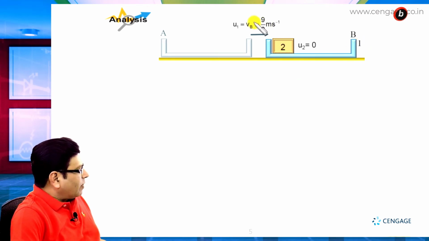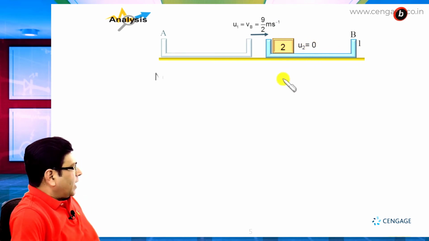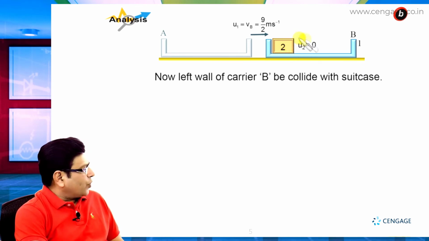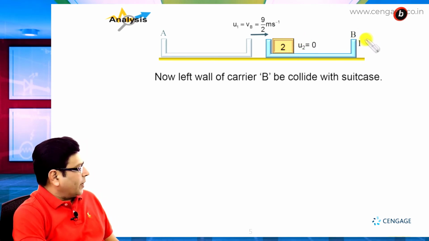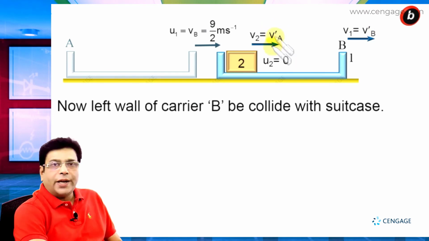This is the initial velocity of the carrier B. This is the initial velocity of the suitcase, and after collision, let us take the velocity of this as V2 and the velocity of this as V1. This is V1 and this is V2. V1 is equal to Vb dash and V2 equals Va dash.